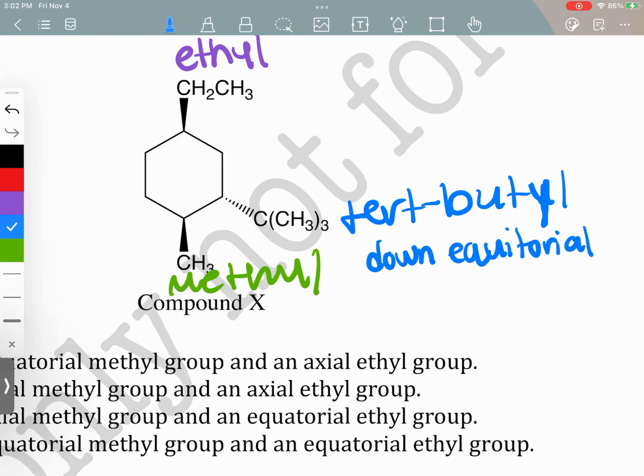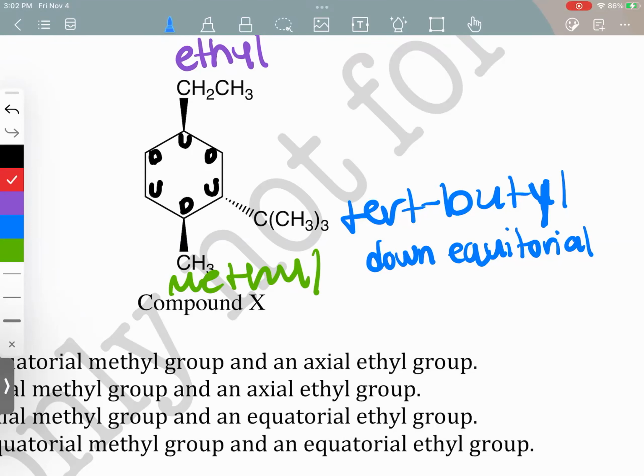So in order for it to be down equatorial, what kind of carbon does this tert-butyl need to be on? Up or down? Up carbon. Right, it has to be up. Opposites will always lead the substituents to an equatorial, so it needs to be up. Since that carbon's up, the rest will follow through. That means this one's down, this one's up, this one's down, this one's up, and this one's down.